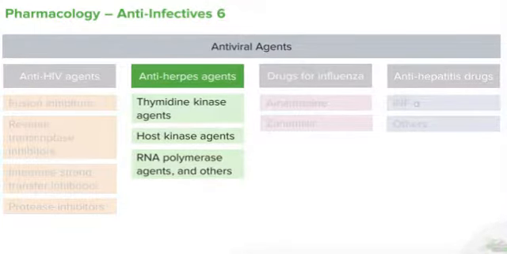Let's focus now on those agents that are active against herpes. Especially, let's focus on what we call thymidine kinase agents. Now, these agents are important in the nucleic acid synthesis portion of antiviral therapy. These thymidine kinase-dependent agents include acyclovir and ganciclovir.